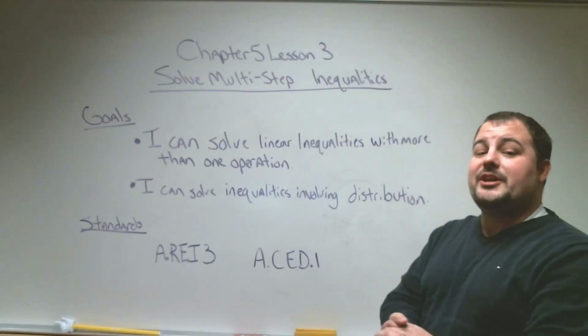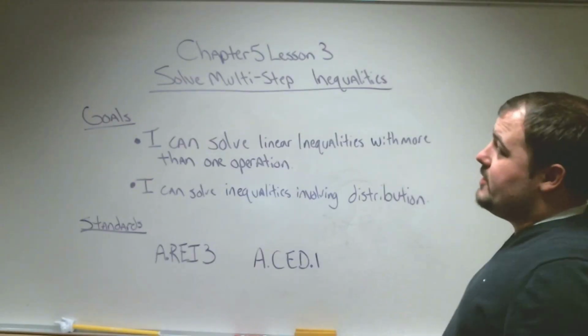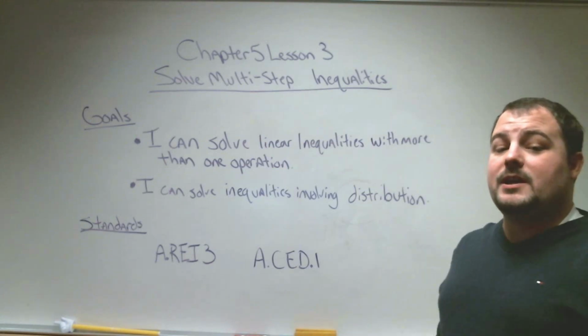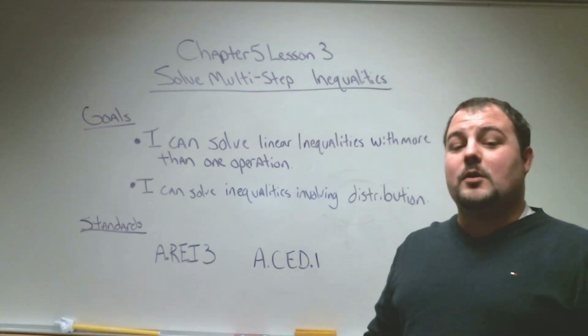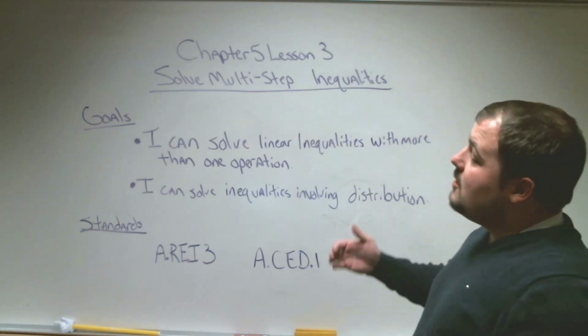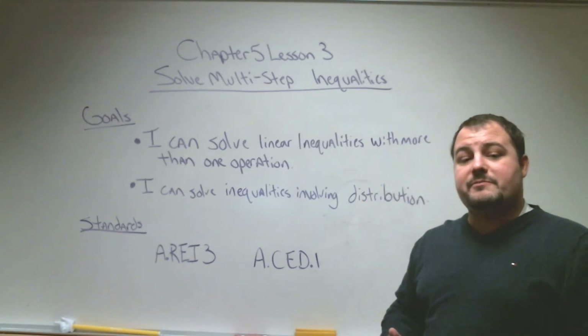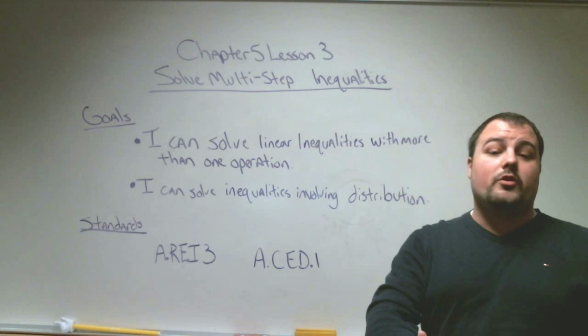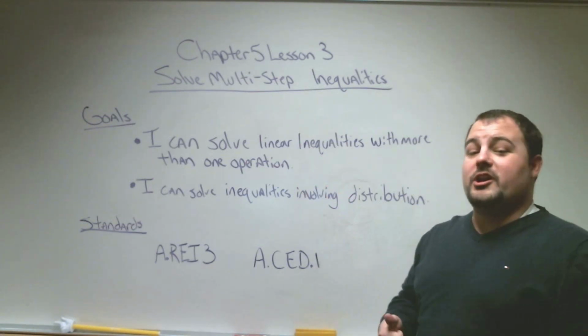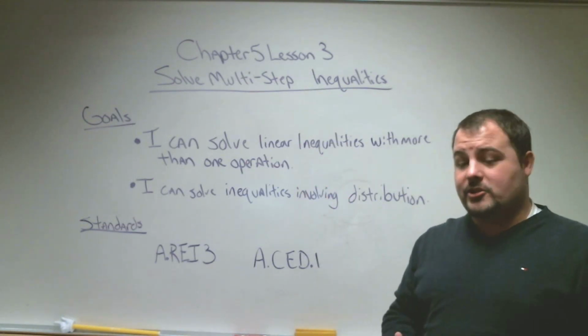Algebra 1, welcome to Chapter 5, Lesson 3. In this lesson, we're going to be solving multi-step inequalities. These are just like multi-step equations. Our goal is: I can solve linear inequalities with more than one operation. So multi-step means more than one step. More than one operation is going to be happening that we're going to have to get rid of.